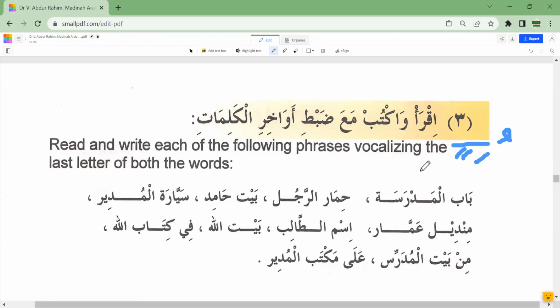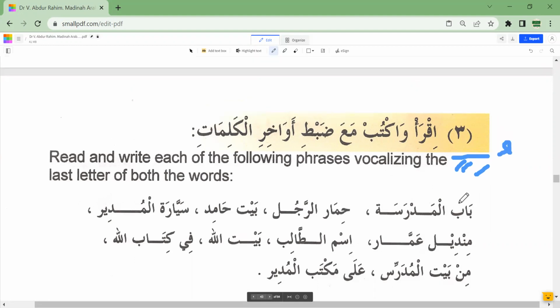Sister Sabira, would you like to do this as well? Yes. Babul madrasati. Right. Madrasati. The school's door or door of the school. Himaru rajuli. The donkey of the man. A himar is donkey. Baitu Hamidin. Very good. This will be tanween.